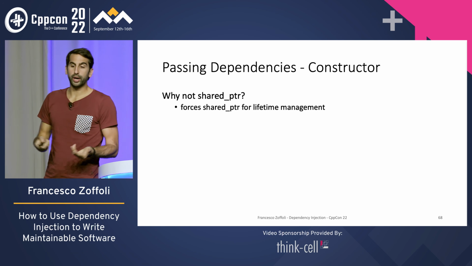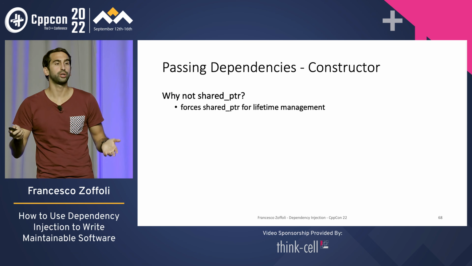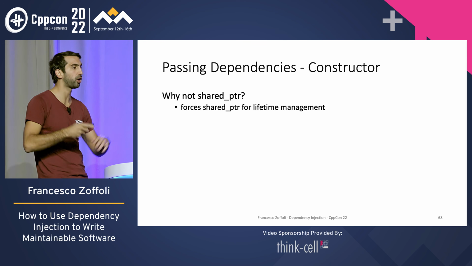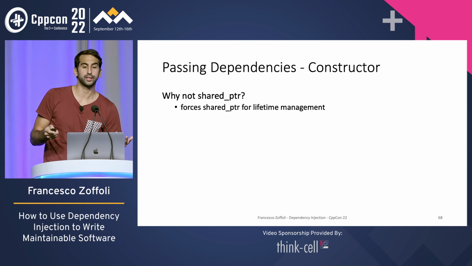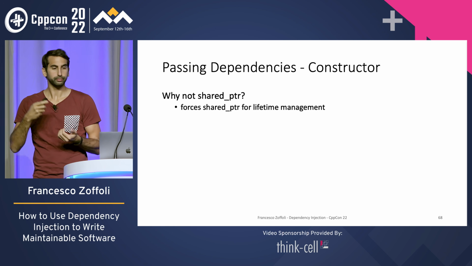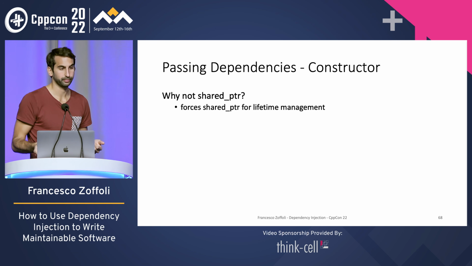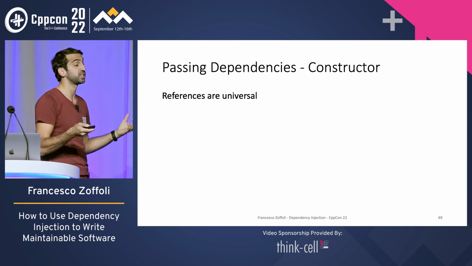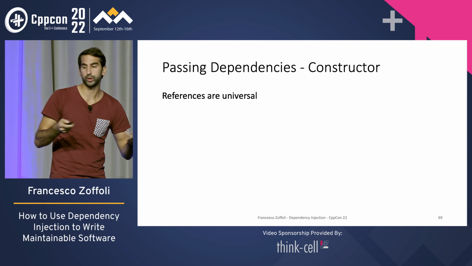The other question is, why not use the shared pointer? And the shared pointer works. If you consistently use shared pointer everywhere in your system, it always takes by shared pointer, it works, but it's not necessary. And you're forcing the lifetime management of the dependencies on everything in your system. My point is that references are universal. If you have an object, you have a reference to the object, and they always work.